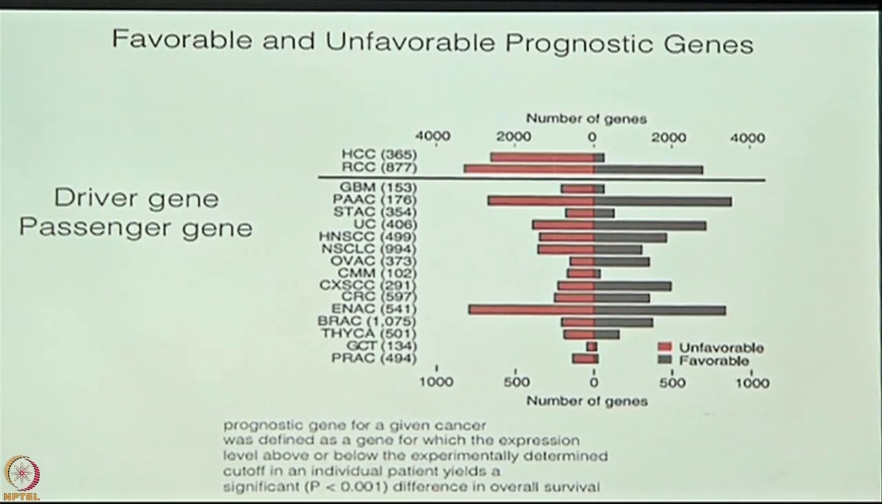Hepatocellular carcinomas and renal cell carcinoma, which are displayed at the top, had the maximum number of prognostic genes in the study, in which we found a correlation. What did we call a prognostic gene? Why did we say that this has got some prognostic effect?